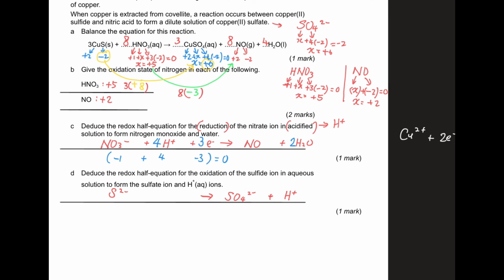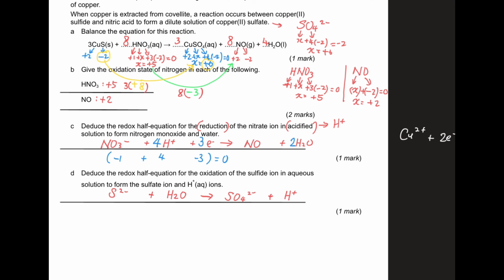One problem here is you can see hydrogen and oxygen on the right, but we don't have hydrogen and oxygen on the left. But it is okay because we can handle it in this way. They said sulfide ion in aqueous solution. Aqueous means water, so we can put water to balance it.